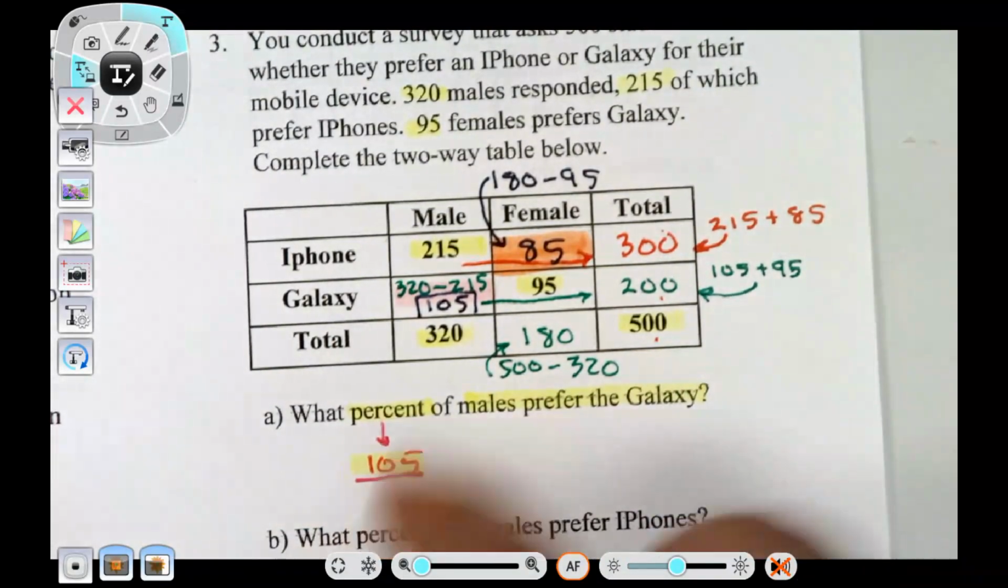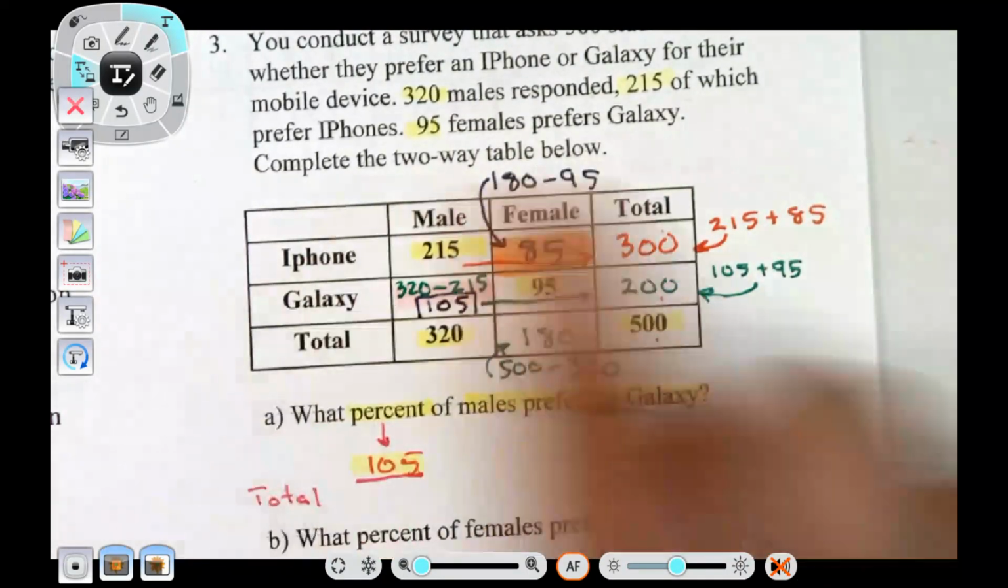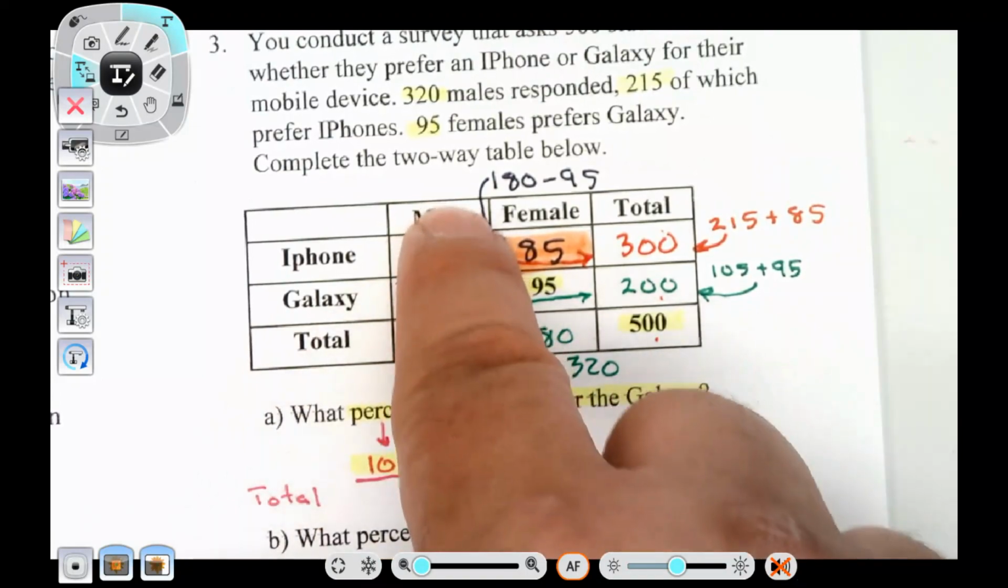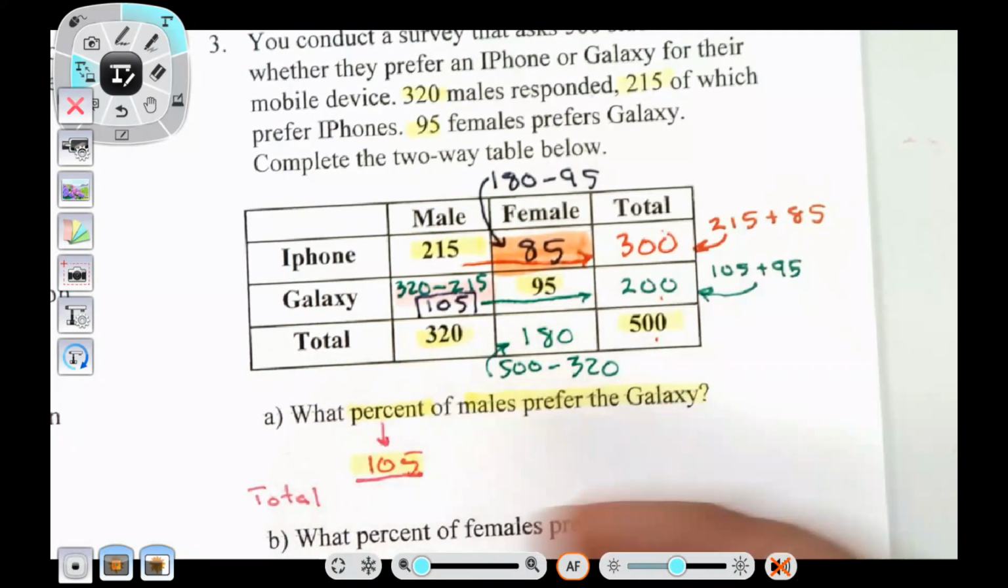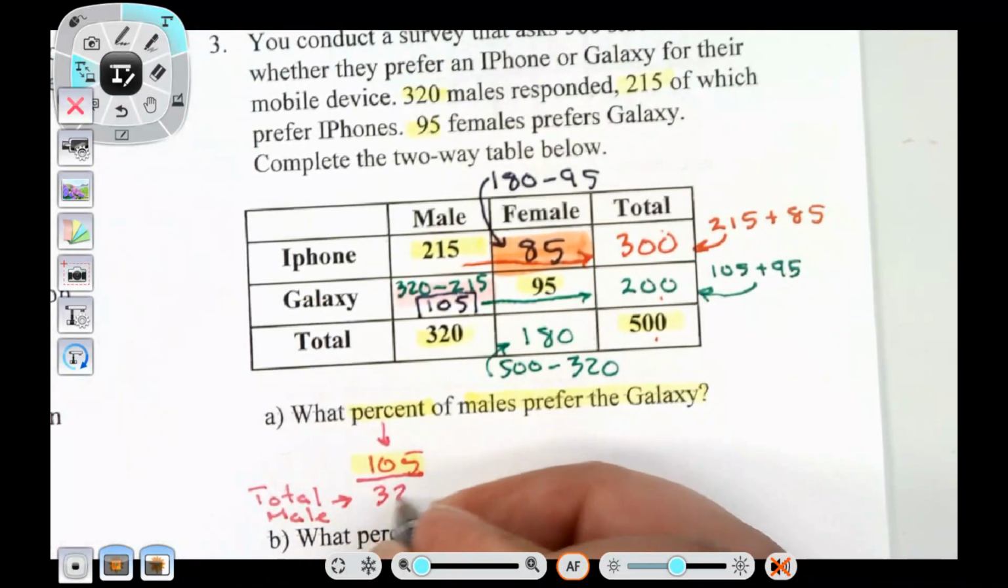But the number I'm going to put at the bottom is the total. But remember, I'm not doing the total for the entire group. They just want to know the total for males. The total for males, go straight down, was 320. So the total for male was 320.